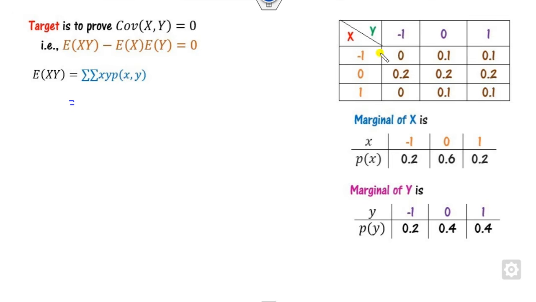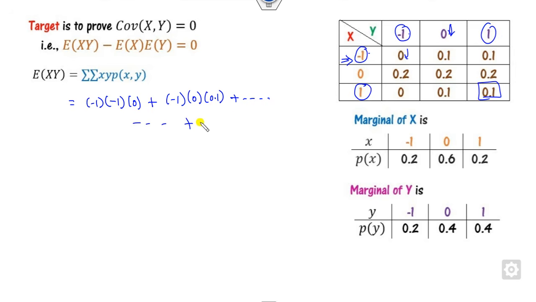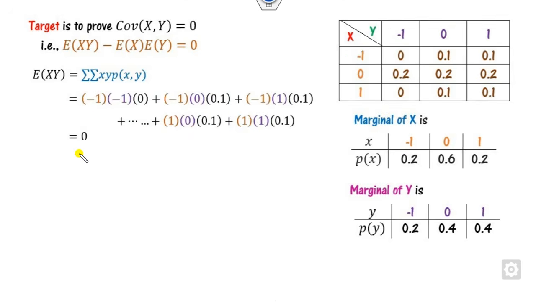So this is my joint. I can take the first value, this x is -1 here, and the corresponding value of y is -1. When x is -1 and y is -1, the probability is 0. Plus when x is -1 and y is 0, the probability is 0.1, plus and so on. The last part is 1, 1 and 0.1 is there. So that is the way of the expected value. Once you solve, you will get the answer as 0.